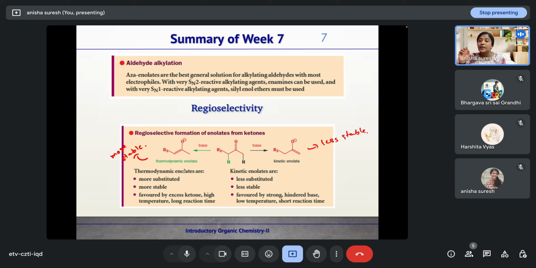And when it comes to thermodynamic enolates, it will be more substituted enolates and it is more stable. So for this reaction to take place, we should use an excess of ketone, and a high temperature and long reaction time is required for the formation of the thermodynamic enolate.